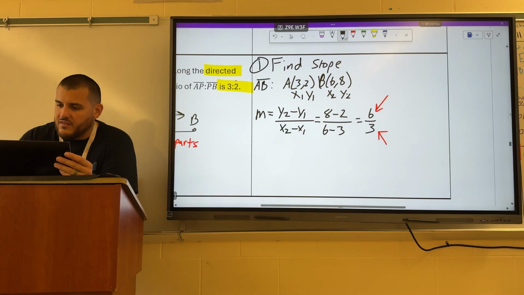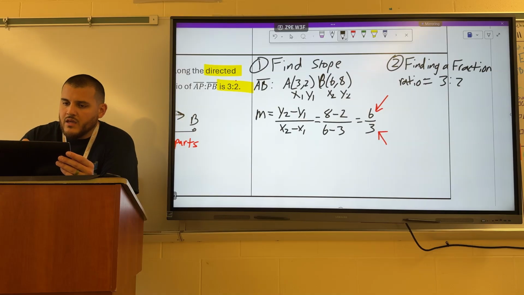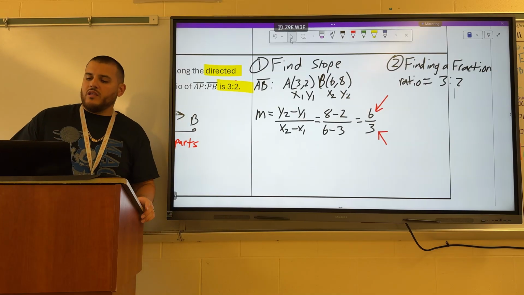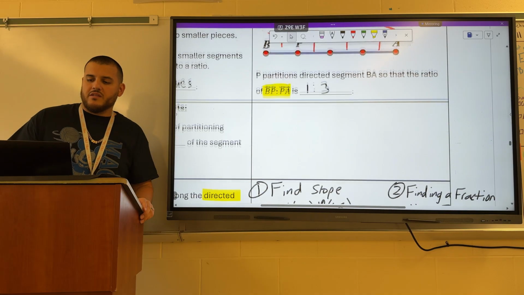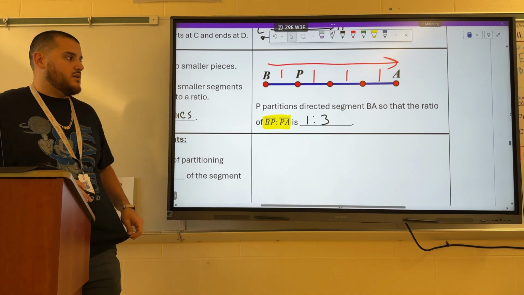And so the second thing that we're going to be doing now is we're going to be finding a fraction. That all comes from that given ratio, right? So the ratio that was provided to us was 3:2. And I want to show you very quickly what I showed you previously with this segment up here and how the ratio works with the amount of parts that are on our segment.